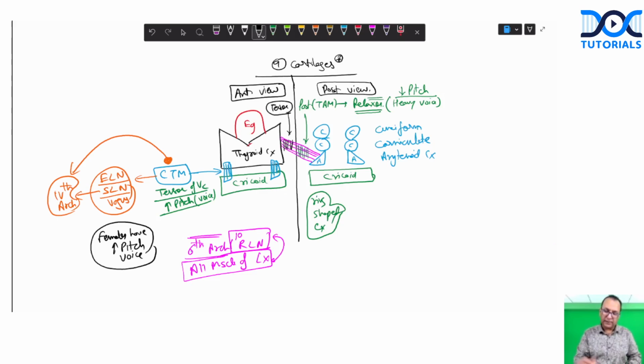So, are you trying to say that the anterior part of thyroarytenoid is working with cricothyroid muscle? Yes, both are tensors of the vocal cord. So the anterior part works with cricothyroid muscle as a tensor of the vocal cord. Yes, whereas the posterior part of the muscle is a relaxer of the vocal cord.